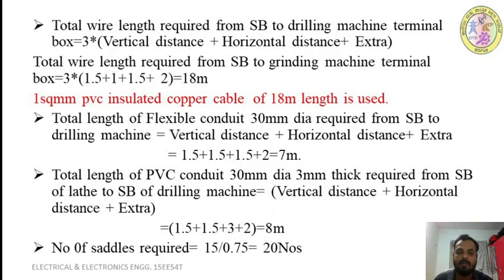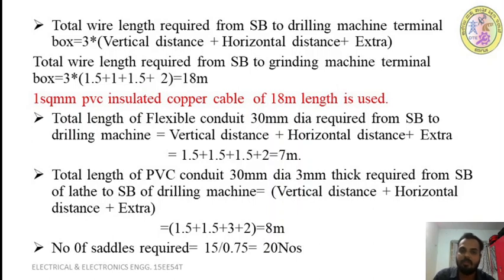Okay, so the total length of PVC conduit, 30 mm dia, 3 mm thick, required from the switch starter board of the lathe to the starter board of the drilling machine is equal to vertical distance plus horizontal distance plus extra. That is 1.5 meter vertical rise plus 1.5 meter vertical drop plus 3 meter horizontal distance plus 2 meter for extra, so in total we require 8 meter. Then the number of saddles required is equal to 8 plus 7, that is 15, divided by 0.75, which is equal to 20 saddles required.